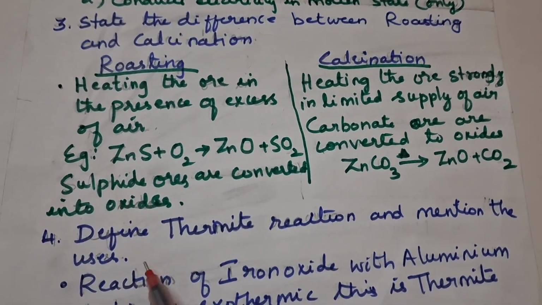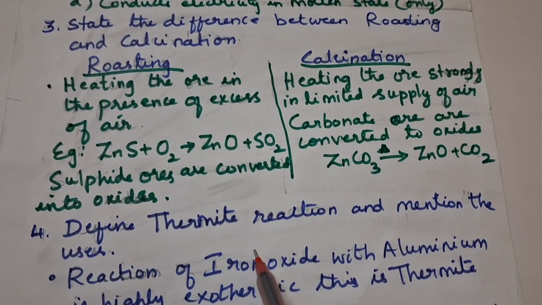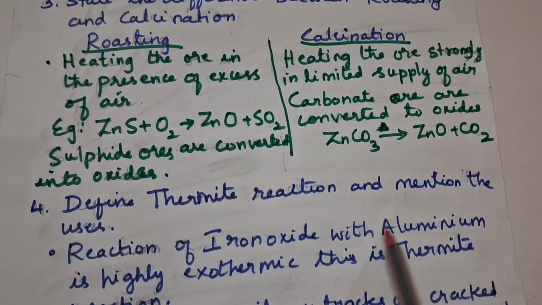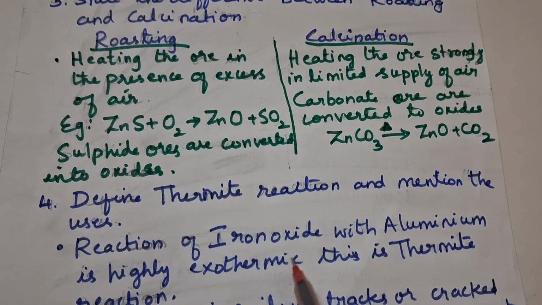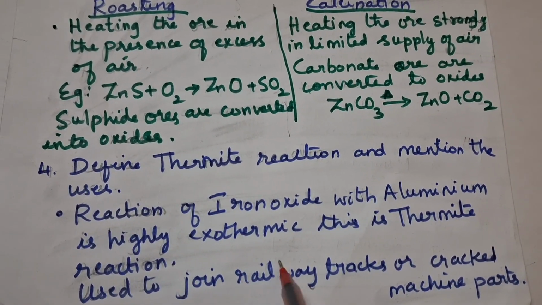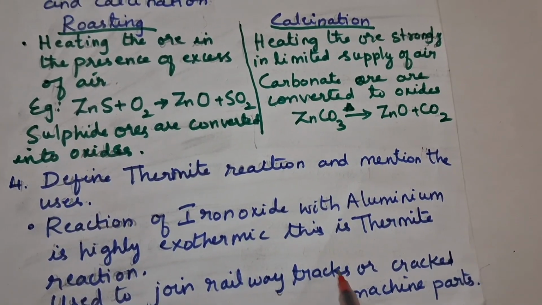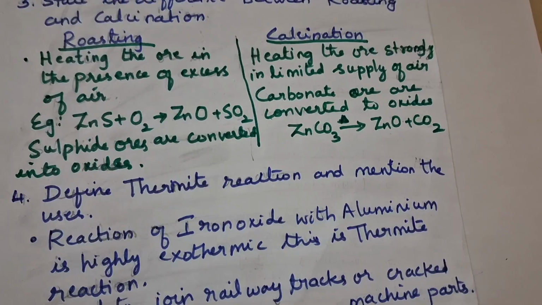The next one is, define thermite reaction and mention the uses. This question is also asked frequently. The reaction between iron oxide and aluminum is highly exothermic. This high temperature is used to join cracks in railway tracks and cracked machinery parts. So the thermite reaction is used for these two purposes.